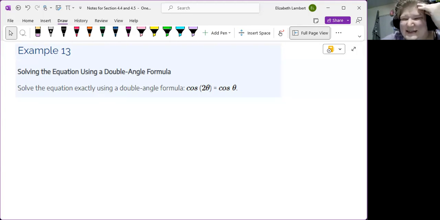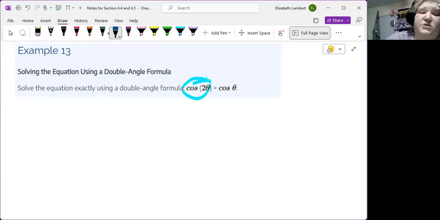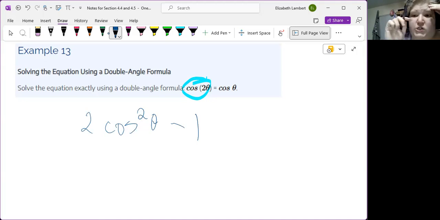So cosine 2 theta, though, I can't make these jive together easily, even though they're both cosines. If I look on my list of identities, cosine of 2 theta is also equivalent to 2 cosine squared theta minus 1. So there's 3 different things that cosine 2 theta is equal to.